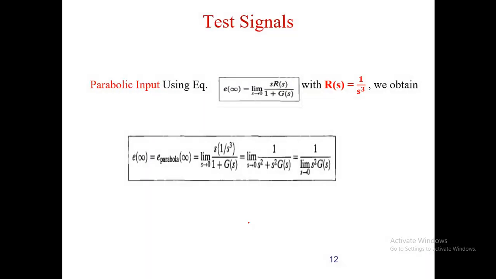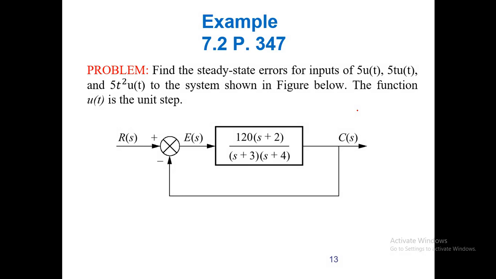Similarly, if you put a parabolic input, you know that the Laplace transformation of that parabolic is nothing but 1 over S cube. So if you put this R of S as 1 over S cube, this 1 S will be cancelled with that 1 S, and there will be 2 S remaining, so S square will remain. So if you apply this limit, as this S square will be 0, you will only be left with 1 over S square into G of S. So this is the final equation. So by using these equations, you can also find the values of the steady state error.